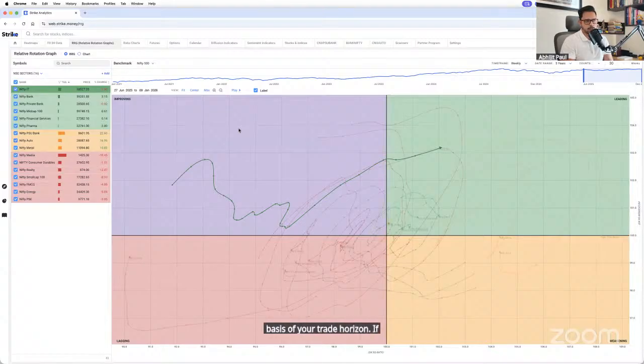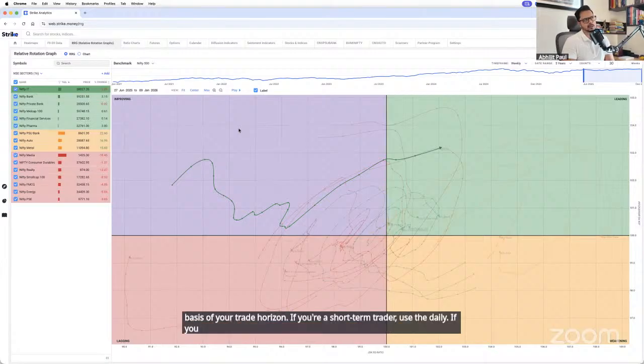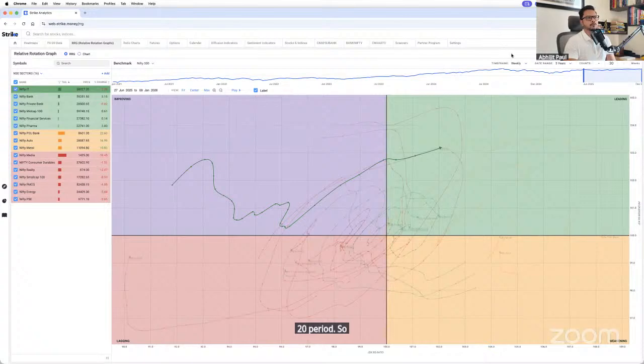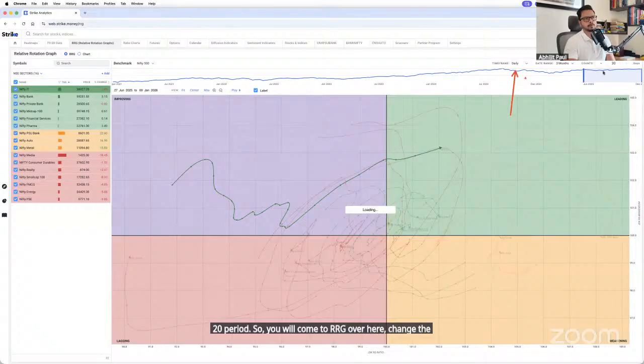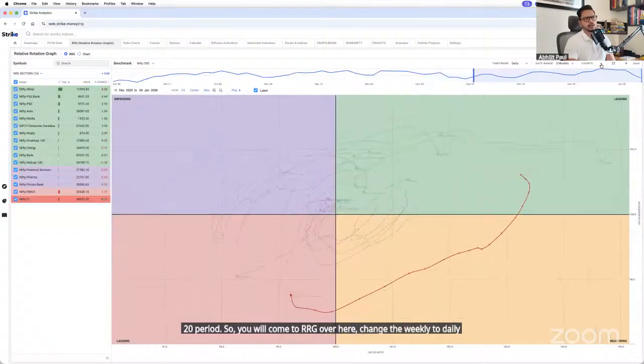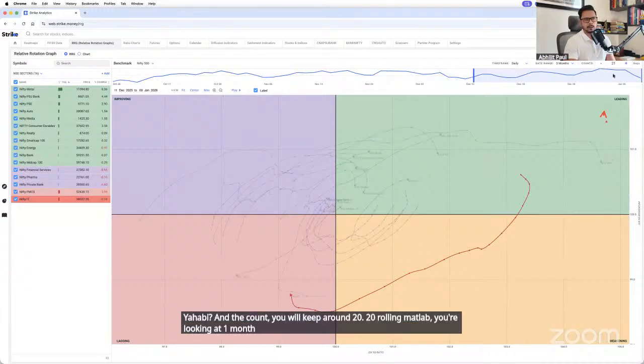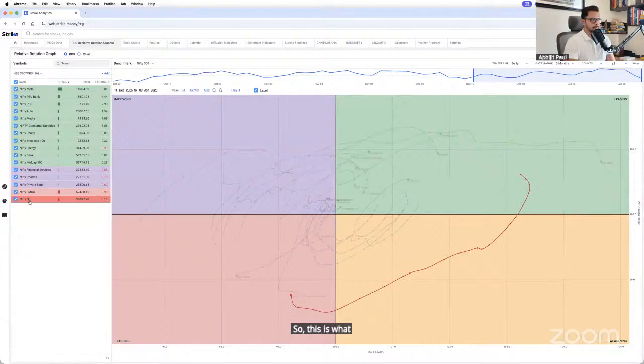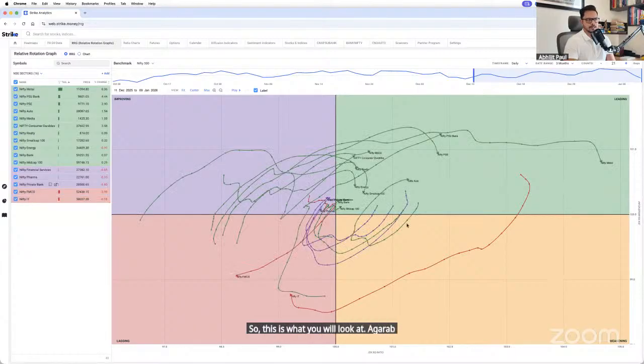If you're a short term trader, use the daily. If you're using the daily, use around 20 bar, 20 period. So you will come to RRG over here, change the weekly to daily here, and the count you will keep around 20. 20 rolling means you're looking at 1 month, 20, 21 trading days in a month. So this is what you will look at. If you use daily, what will come out of it? You will be trying to attempt trades which will last for minimum 4-5 days, kind of a quick move.